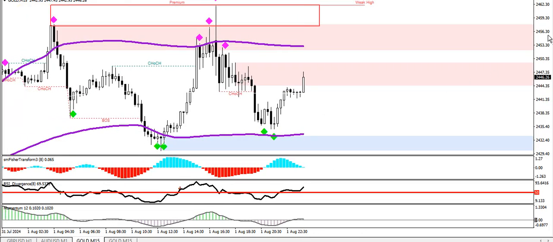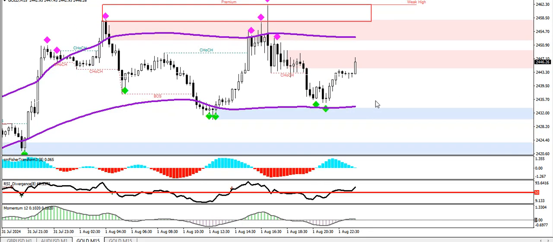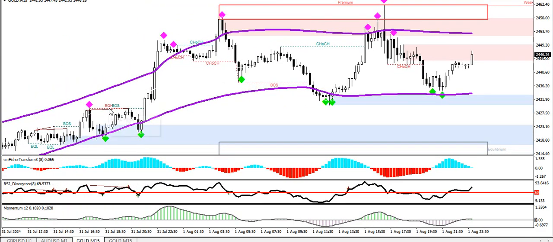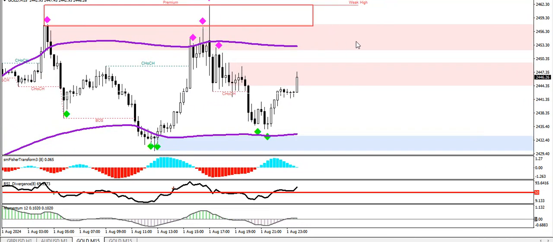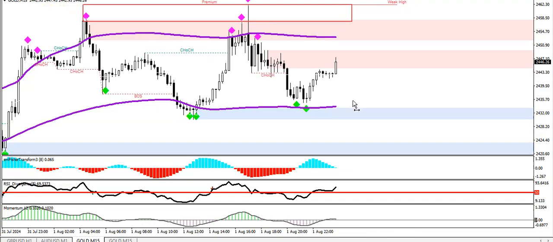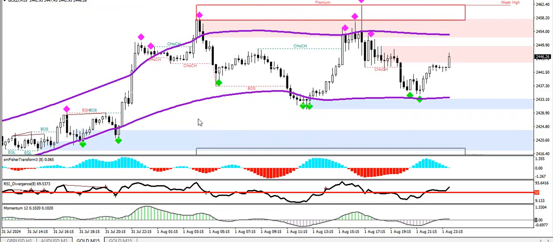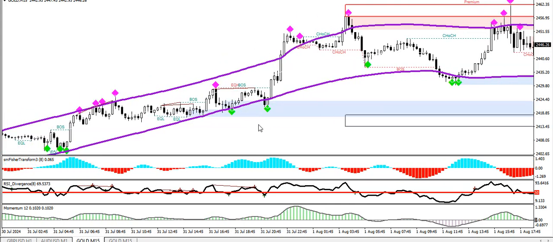So this is the indicator. It is a combination of several things. The first thing is the market structure fractals. There's a change of character, break of structure, equal highs, equal lows, and also premium and discount zones. It also has a bearish order block and a bullish order block. All these things are present in the indicator strategy.